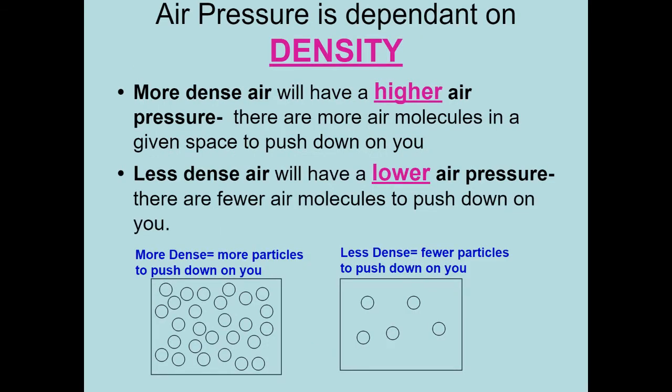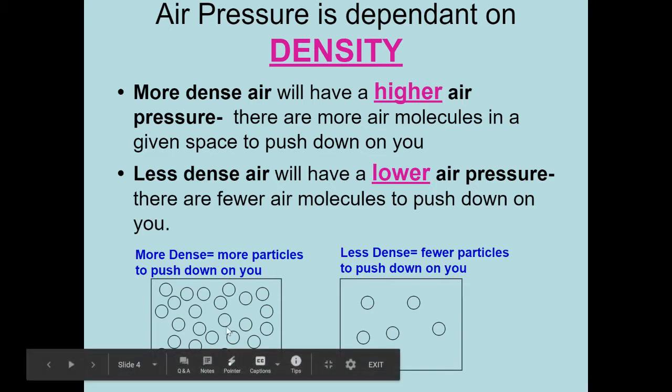Air pressure is dependent on density. Let's think about the word density for a second. Density basically means the amount of matter in a given area. So air pressure is completely based off of how much matter, in this case how much air, is in a given area. Like we said on the last slide, more dense air will have a higher air pressure. There are more air molecules in that space to push down on you.